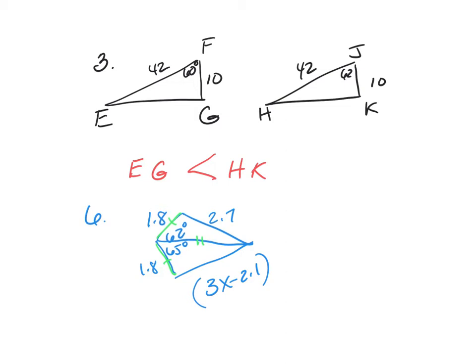So now we've got the hinge situation. So the one across from the 65 is going to be bigger than the one across from the 62. So now we do 3x equals 4 times 8. Is greater than, sorry. So x is greater than 1.6.